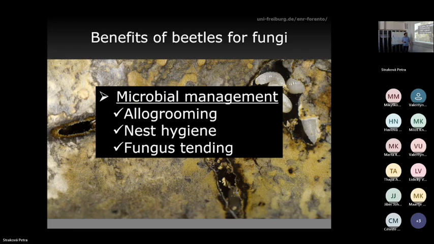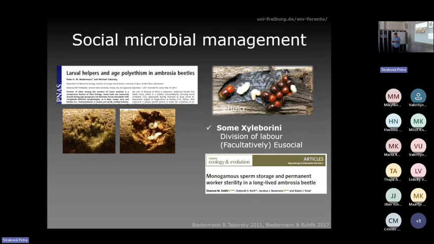Yeah, and we are not sure if there is really fungus tending, or are they just grazing on the fungus, and by this grazing they are changing the community. Anyway, what we discovered is that there's division of labor in this Ambrosia beetle nest. So these are really social beetles where the larvae do different tasks than the adults, and both are really important for keeping the stability of the nest.